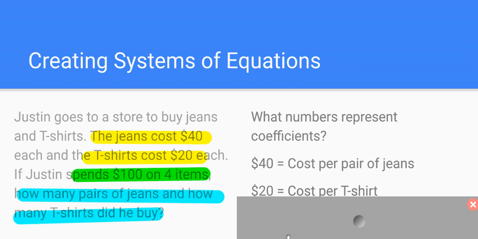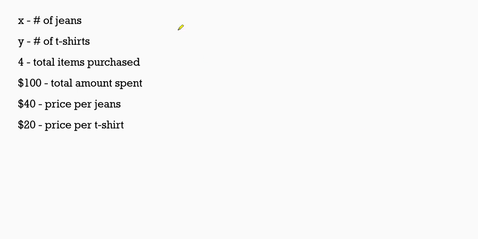If we're calling x the number of jeans and y the number of t-shirts, at some point to get to $100, we're going to multiply one of those by 40 and one of those by 20, right? So we've established all the information that we have in this problem and what role it all plays, right? So now we can start building our system, taking everything we've pulled out of the problem.